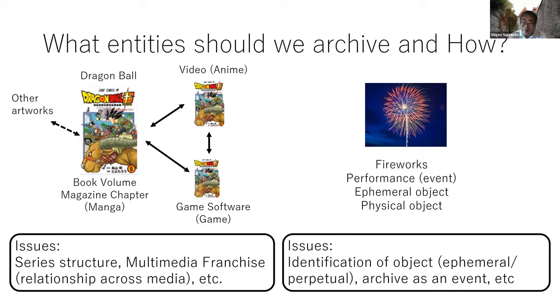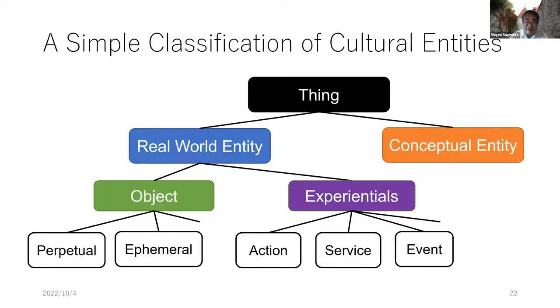So what are we archiving? What objects or what events are we archiving? That is my very basic question. And I think we need to have some nice model to cope with these problems. That's why I'm interested in a new data model for describing these cultural entities. Okay, so that's all. Actually I have prepared some more slides, but I can skip these.